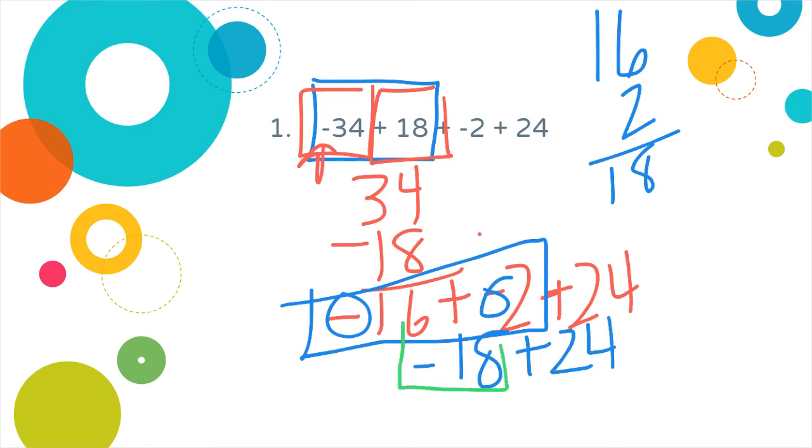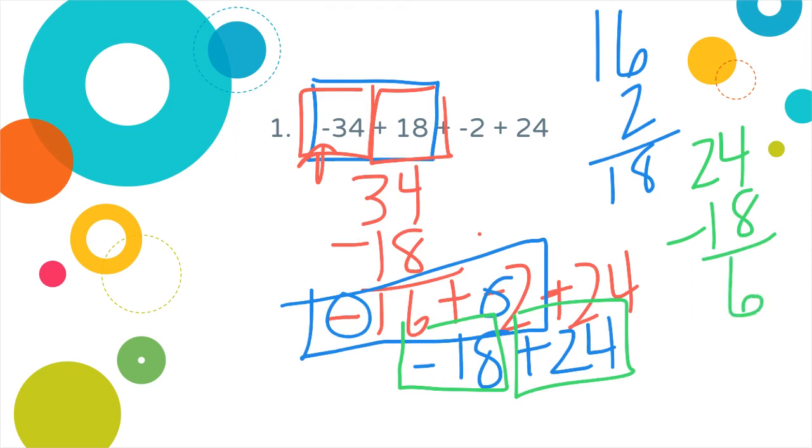Now we're looking at a negative 18 and a positive 24. They're different signs, so you subtract. 24 minus 18 is 6. Take the sign of the larger number, which is the 24. It's positive, so your answer is 6.